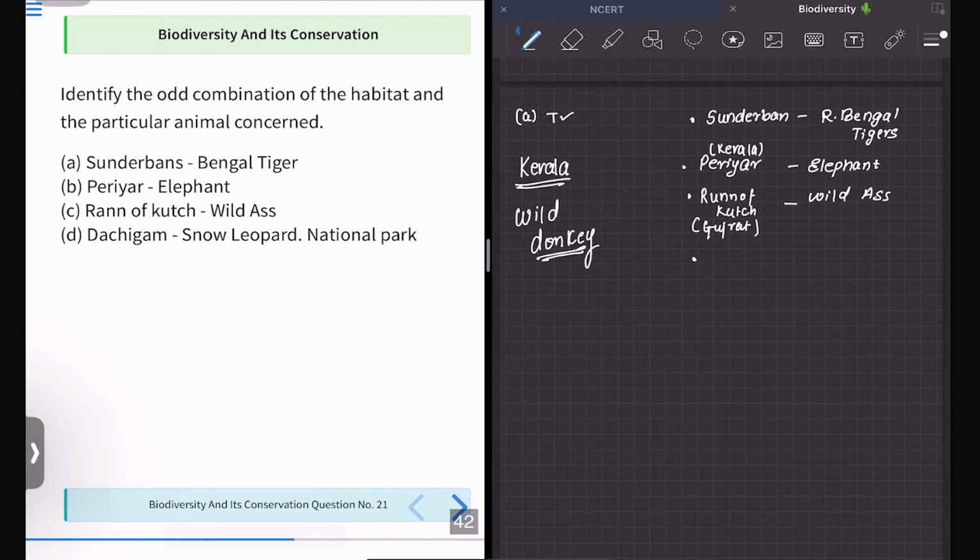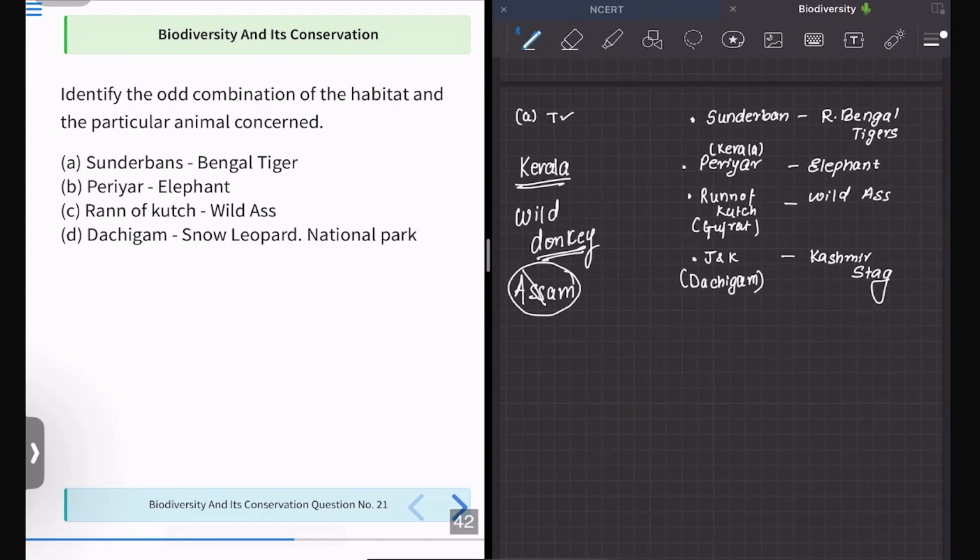Let us move to option number D. Option number D is saying Dachigam for snow leopard. So the national park of Dachigam is in Assam. Oh, my bad. Dachigam is not in Assam. It is in Jammu and Kashmir. J and K is famous for snow leopards. J and K we can write as Dachigam. So Dachigam is famous for snow leopards is a false statement, because Dachigam or Jammu and Kashmir is famous for Kashmiri stag.